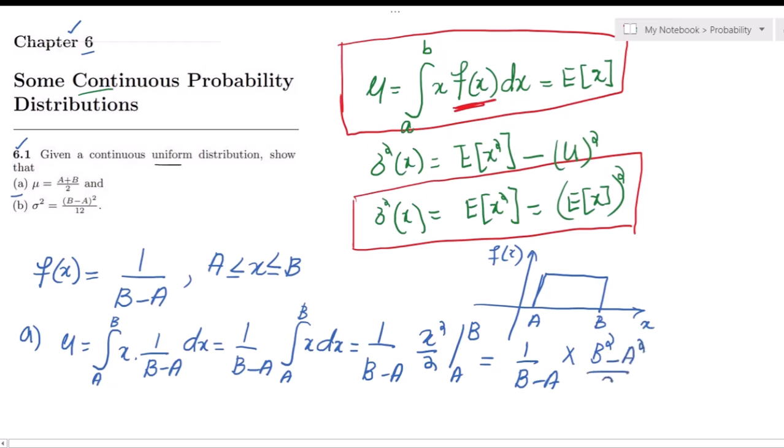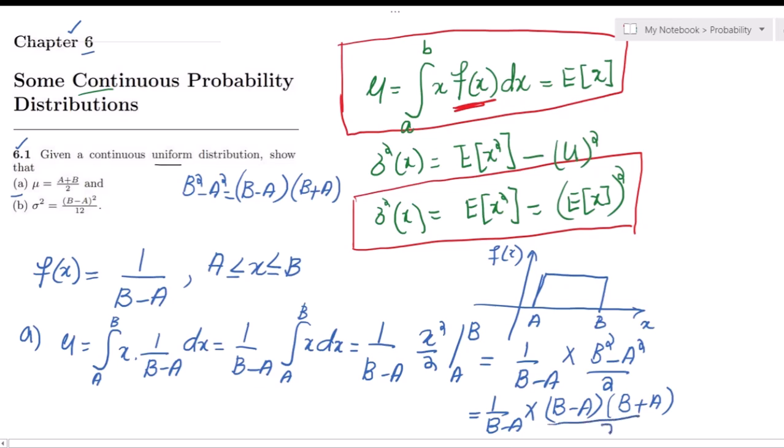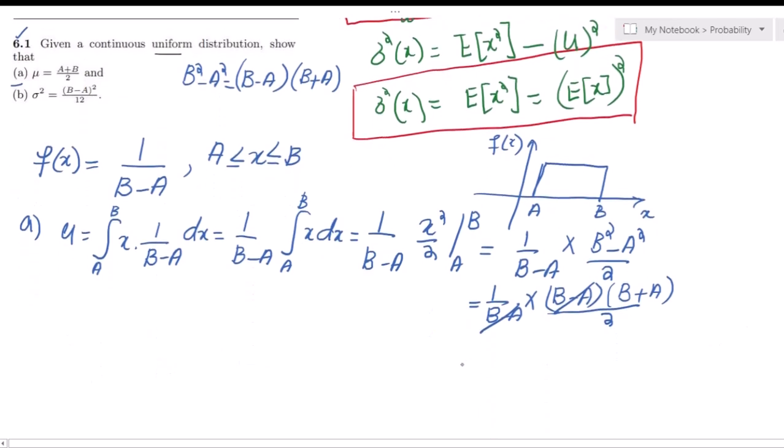Ultimately we would get 1 over b minus a, multiplied with b square minus a square divided by 2. As b square minus a square, we can write that this is b minus a multiplied with b plus a. Therefore, writing it here, it will be 1 over b minus a multiplying with b minus a times b plus a whole divided by 2. These two will cancel out, and ultimately we would get what?